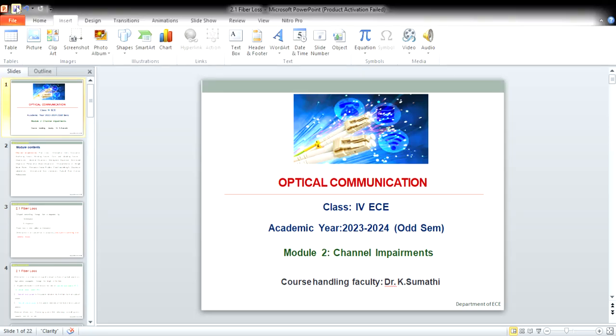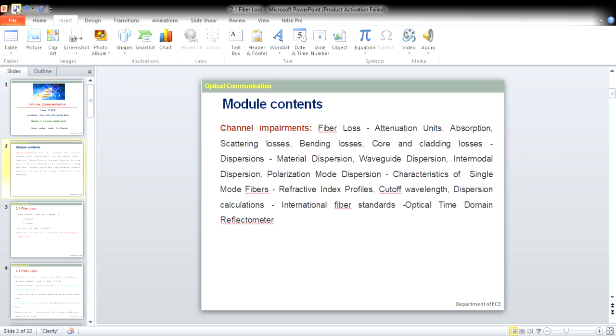The second unit of optical communication deals with channel impairments. Under channel impairments, we are going to study fiber loss. It's mainly due to attenuation. Under attenuation, we are going to study absorption, scattering and bending. Along with that, we have core and cladding losses.